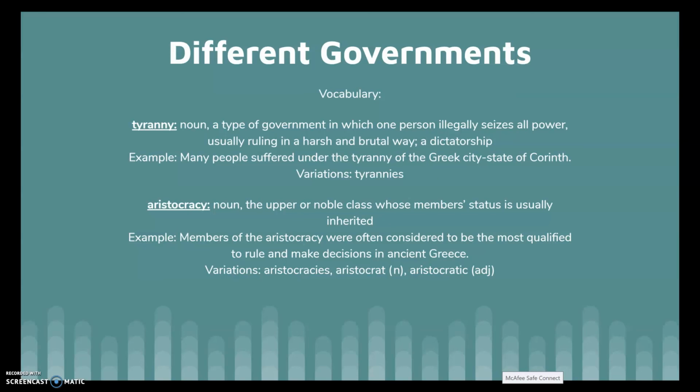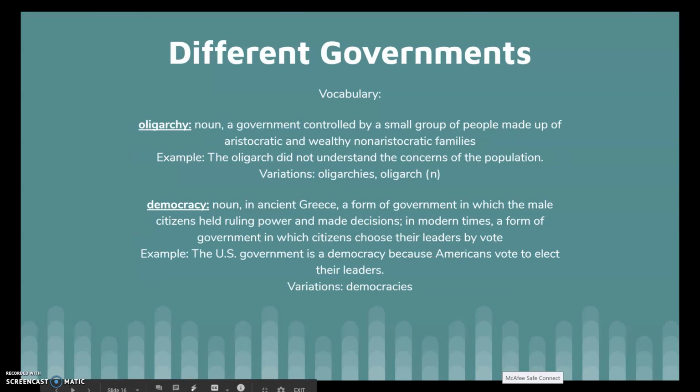It's our adjective. Oligarchy is a noun. It's a government controlled by a small group of people made up of aristocratic and wealthy non-aristocratic families. Example, the oligarch did not understand the concerns of the population. So then we have the variations, oligarchies and oligarch. So the oligarch is the noun. That is the person who is leading.